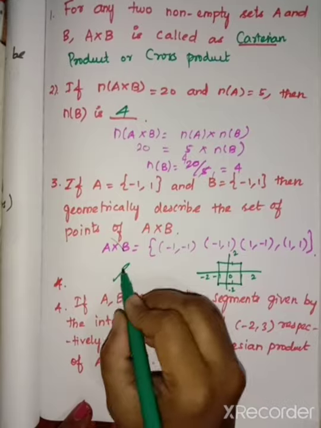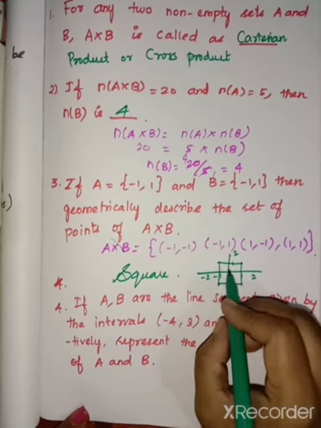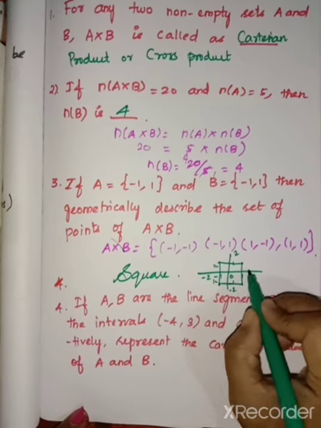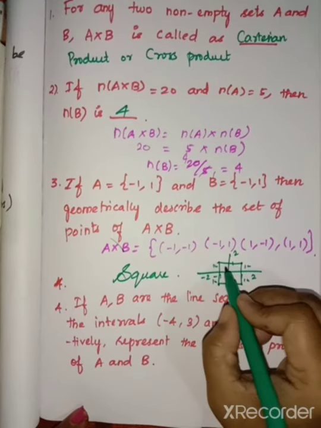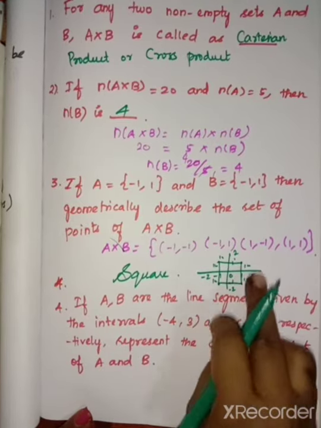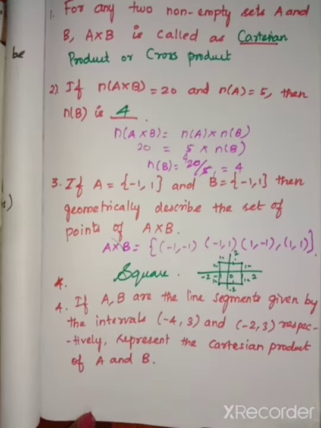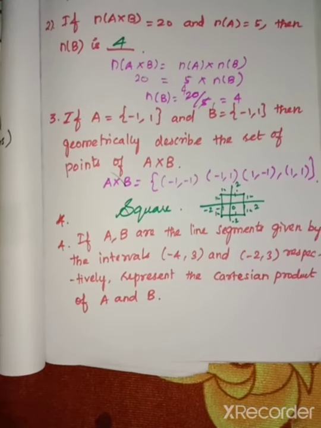If all the points are joined, it makes one shape, that is a square. If you check with the graph, here we have 1 centimeter, here 1 centimeter, 1 centimeter, 1 centimeter. So all the sides are 2 centimeter. Four sides are equal, so what shape is that? Square. Then we move on to the fourth one.